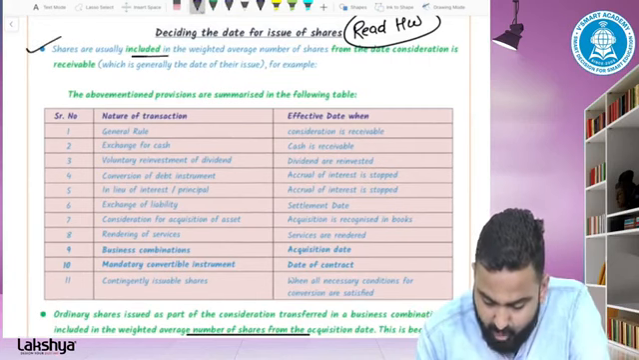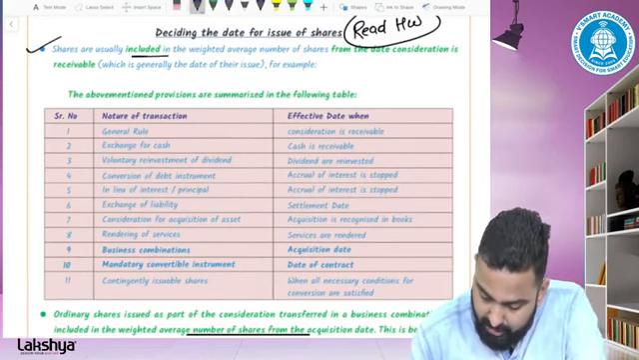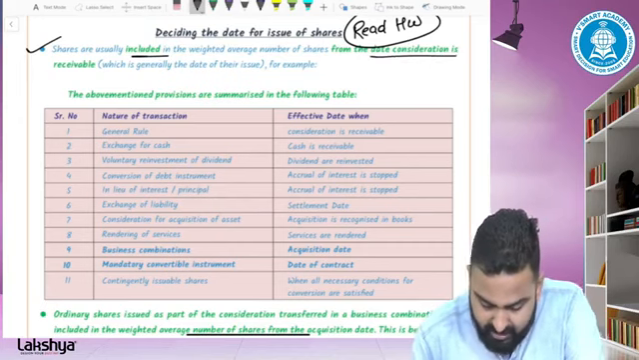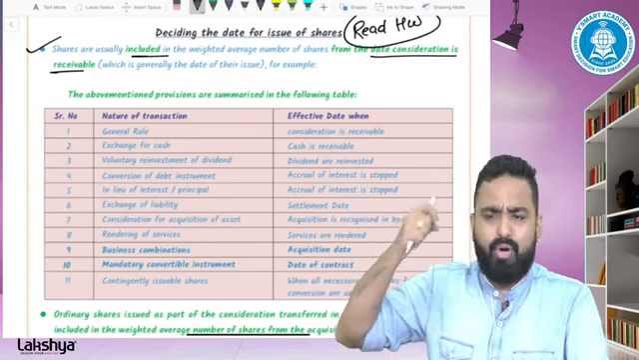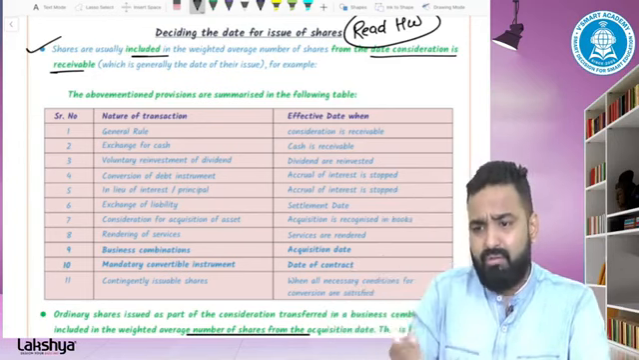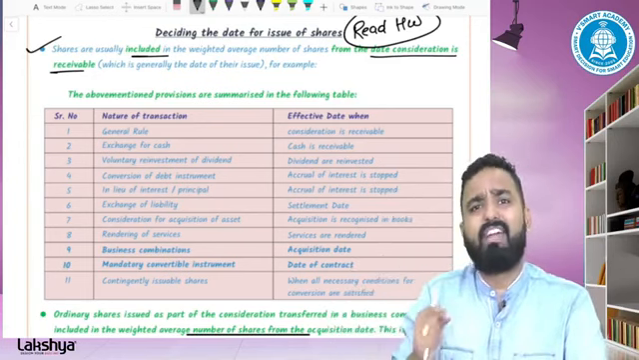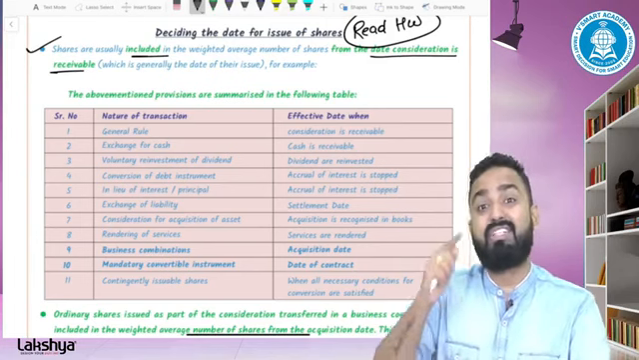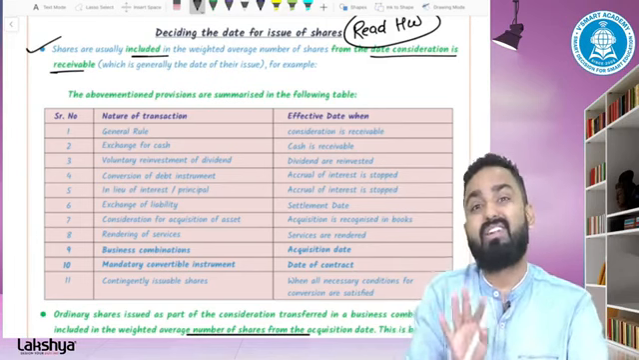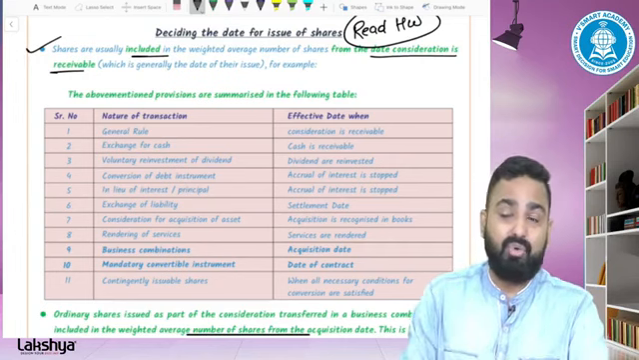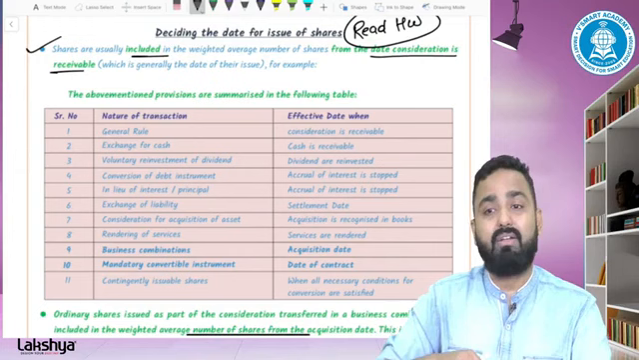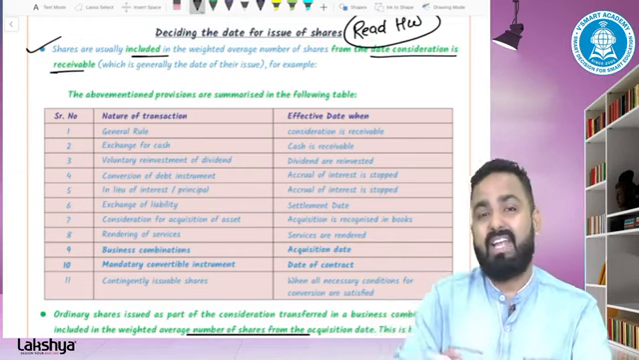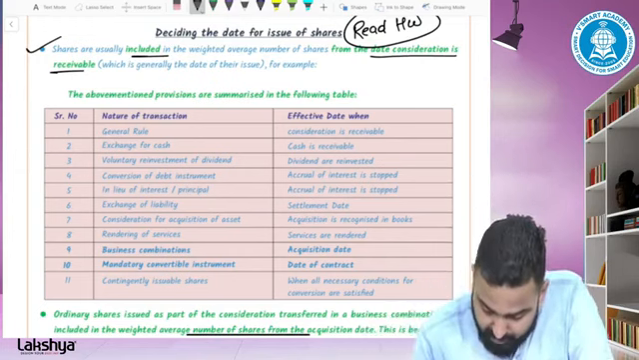Shares are usually included in the weighted average number of shares from the date consideration is receivable. The point is, from which date should we take the weighted average? The date from which consideration is receivable. This is the general rule. In case of a public issue, the date when consideration is receivable will be considered as the date for the weighted average.